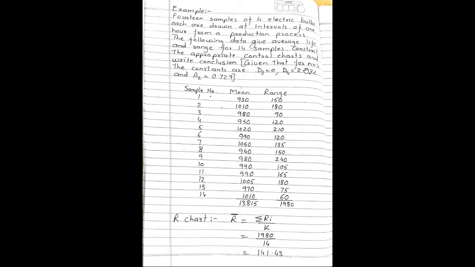Given that for n equal to 4, the constants are D3 equal to 0, D4 equal to 2.282 and A2 equal to 0.729. Sample number, first sample, there are 14 samples. So first sample mean is 930, range is 150. Second sample mean is 1010, range is 180. Third sample mean is 980, range is 890.